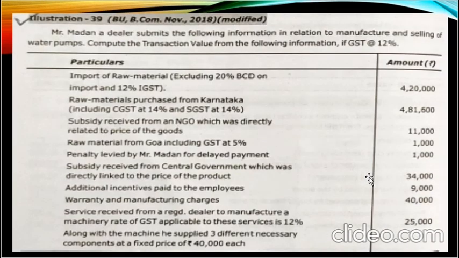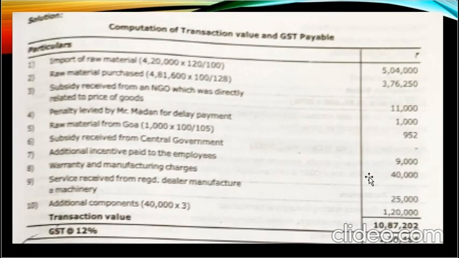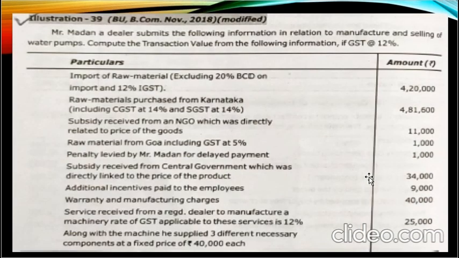Then we have services received from registered dealer to manufacture machinery, rate of GST applicable to these services 12%. Then the service which is availed from the manufacturer is 25,000, which is received from a registered dealer of manufacturer, and they've given the GST rate at 12%. So we will include this 25,000 also in the calculation. Next, along with the machine is supplied three different necessary components at fixed price of rupees 40,000.